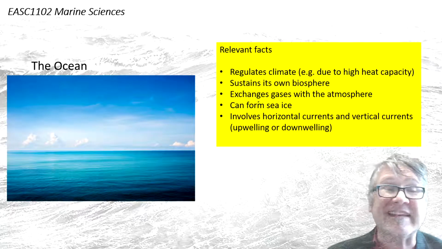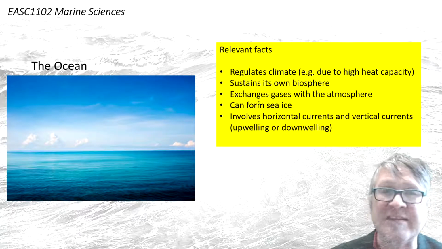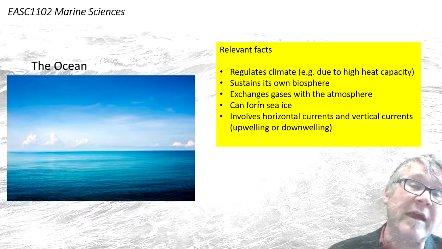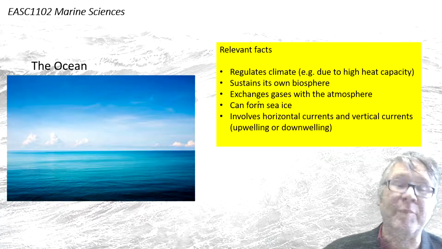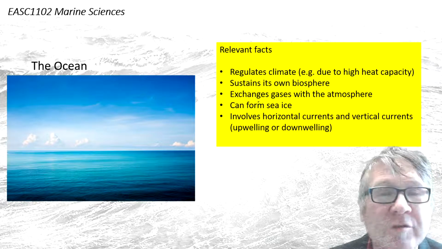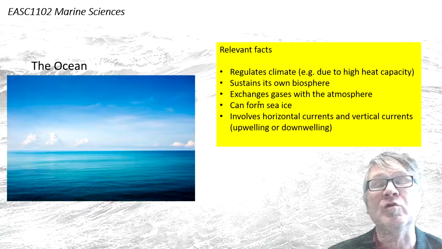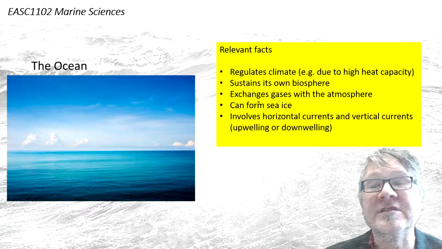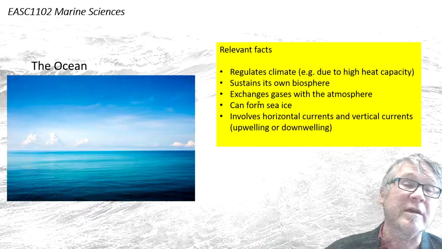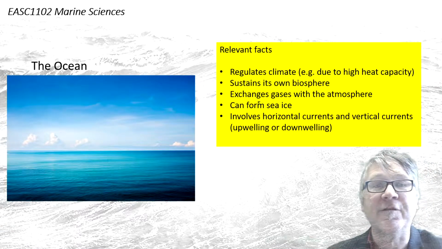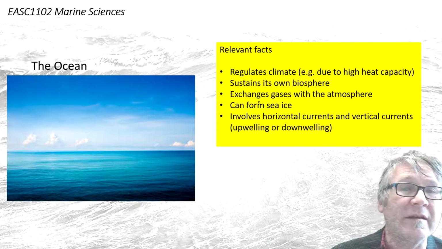It also exchanges gases with the atmosphere, not only oxygen, which is relevant to sustain life, both in the ocean and on land, but also CO2. For example, the oceans have taken up about 1/4 to 1/3 of the human-induced CO2, greenhouse gases, causing ocean acidification. Okay, and the ocean plays also a big role in that. The ocean can form sea ice, and sea ice floats. Okay, because the sea ice is lighter than the fluid phase.